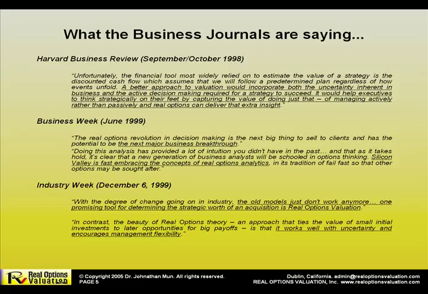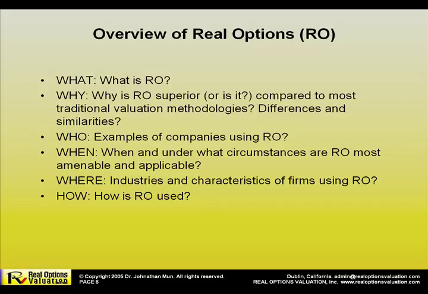There's been a lot of buzz in the industry on real options lately. For instance, several Harvard Business Review articles back in 1998 and even as recent as 2004 and 2005 state that real options is the next big thing. In fact, Business Week calls it the next major business breakthrough, and Industry Week calls it a better approach to valuing flexibility. So, what is this real options? Why is it better, or is it better? Who has used it? How is it used? And what industry characteristics are most amenable to using real options?